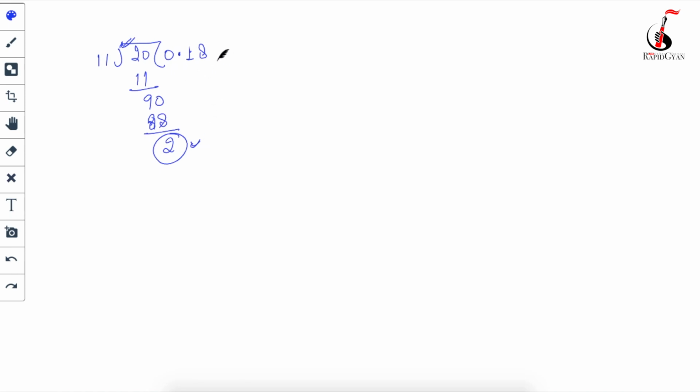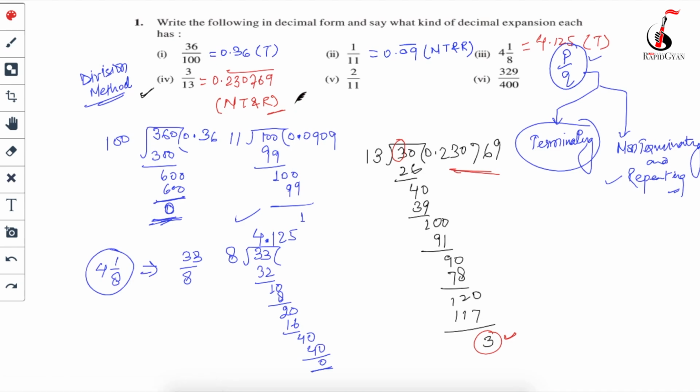So what will happen? This will start repeating itself. So my answer is 0.18, so I can write it over here, 0.18 repeating. So what is my answer? Non-terminating and repeating. Understand? Now the next question is 329 upon 400.